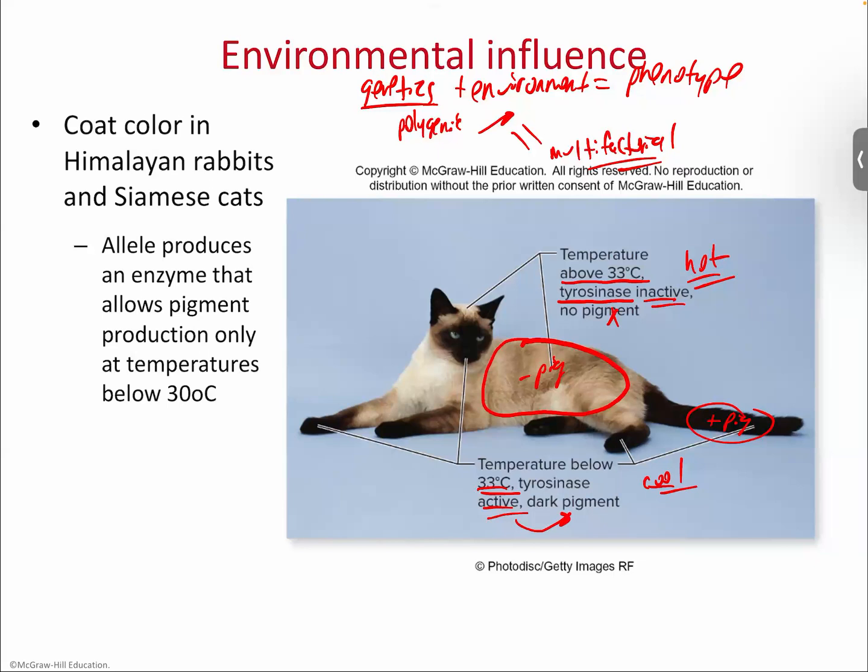So here's the question I always have, right? It's an obvious question. Think about this for a second. Why would you have a pigmentation pattern like this?